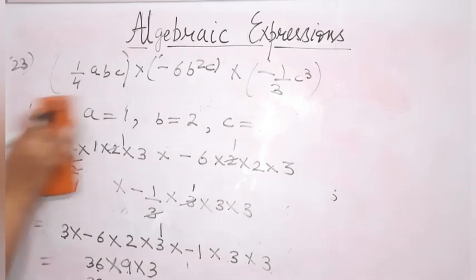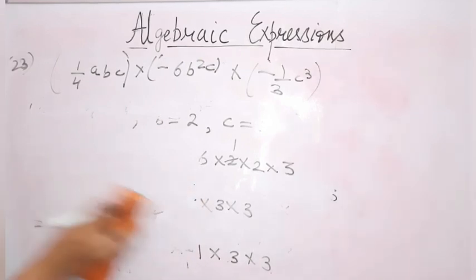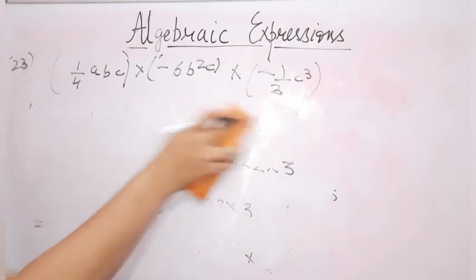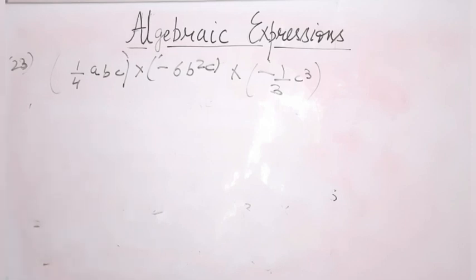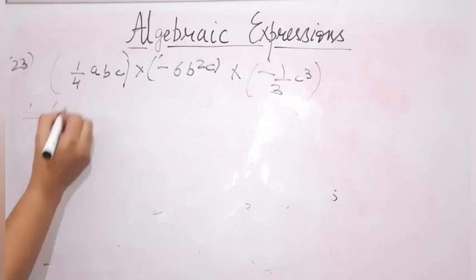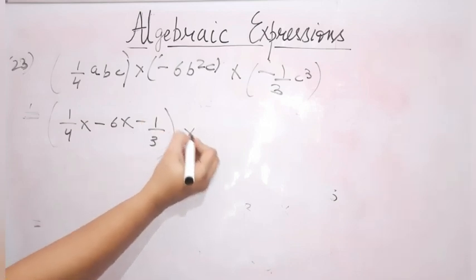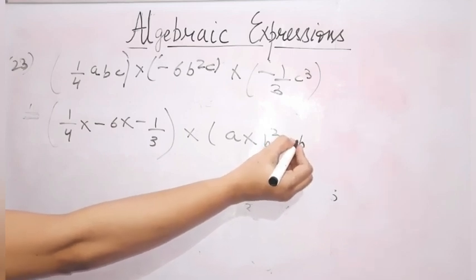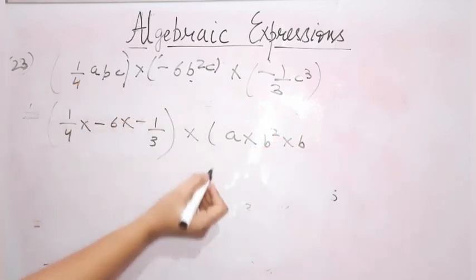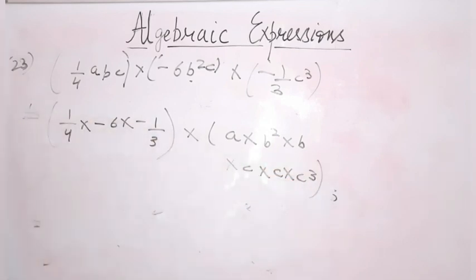Now let's move on to the right hand side. For the right hand side, we have to multiply all the algebraic expressions together, and in the final answer we have to place the values of A, B and C. Okay, so let's move. The first step is to multiply all the coefficients together: 1 by 4 multiplied by minus 6 multiplied by minus 1 upon 3. Now A multiplied by B square multiplied by B, this is B and this is B square, multiplied by C multiplied by C, and the last one is C to the power of 3.